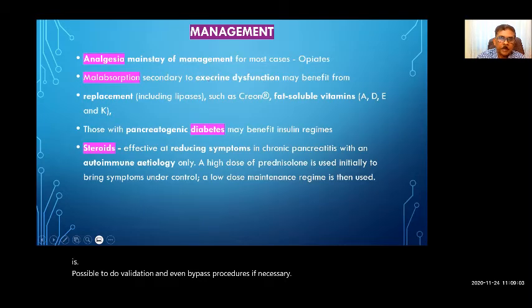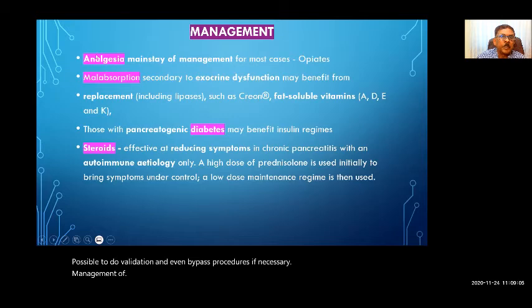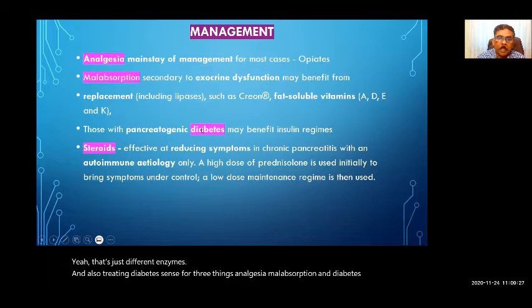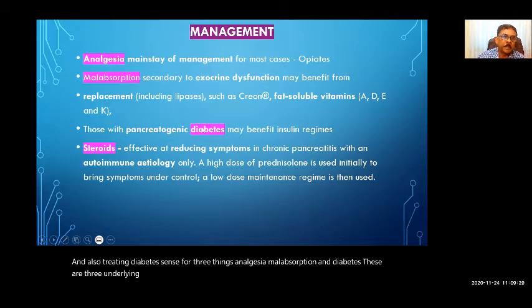Management of chronic pancreatitis: analgesia is one of the main three things. Analgesia, overcome the malabsorption by giving dietary supplements of digestive enzymes, and also treating diabetes. So three things: analgesia, malabsorption, and diabetes. These are the three underlying conditions that must be treated when you treat chronic pancreatitis.